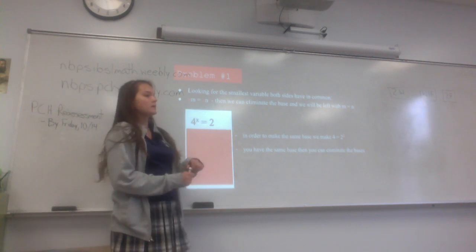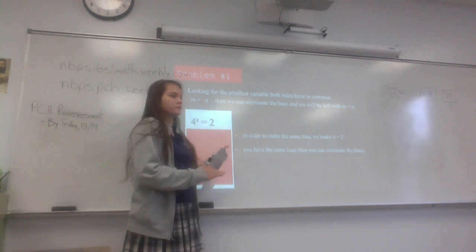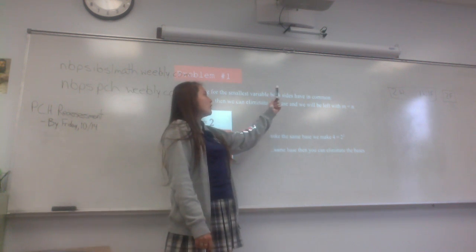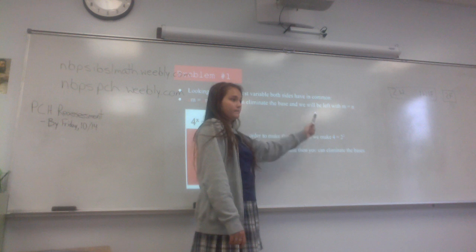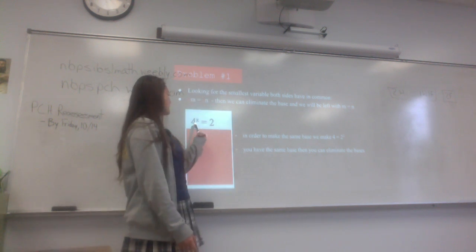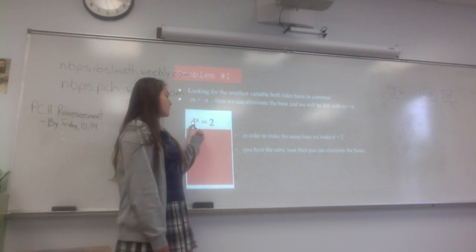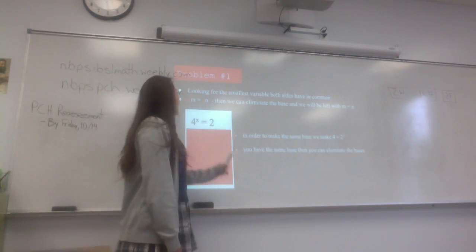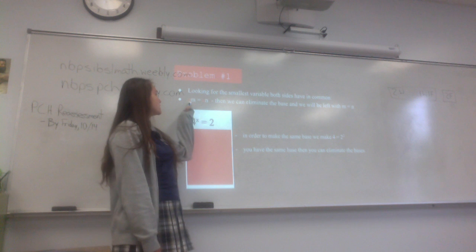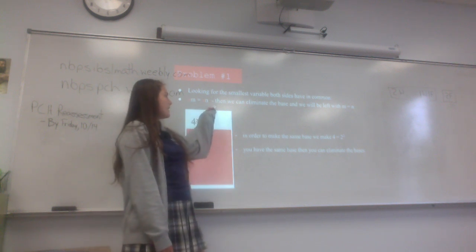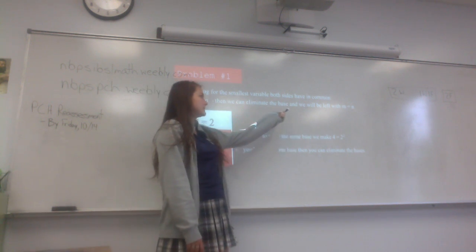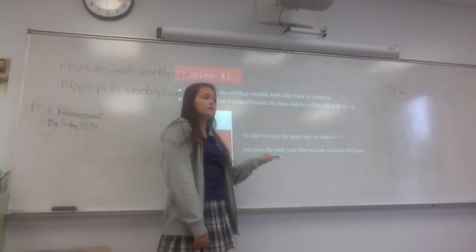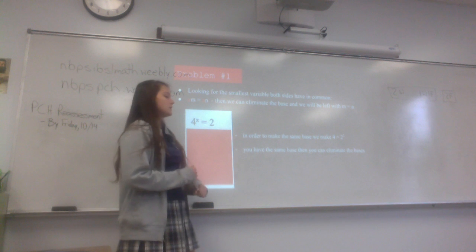So problem number 1. Here are a few tips in order to solve this problem easier. First, look for the smallest base that both sides have in common. Here we can see that we have 4, which can be equal to 2 to the second power. The second tip is a^m equals a^n, and then we can eliminate the bases and we will be left only with m equals n. That will be easier in order to solve our problem. So let's start with this one.